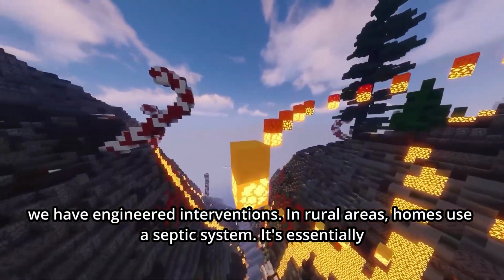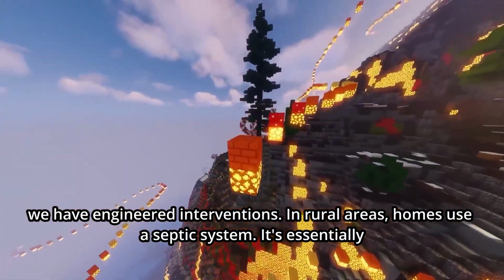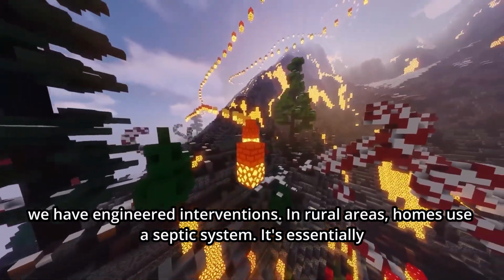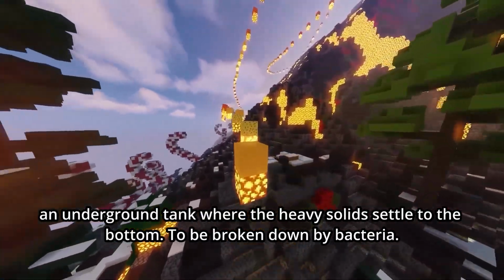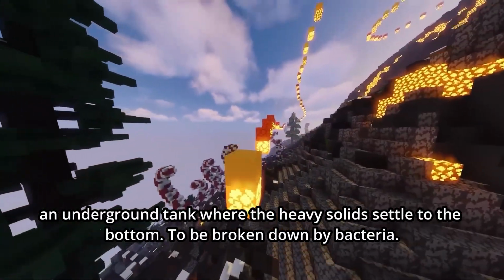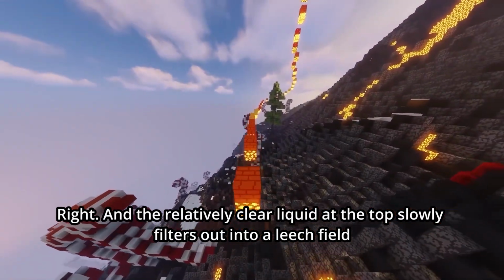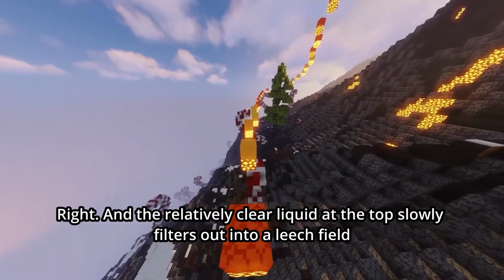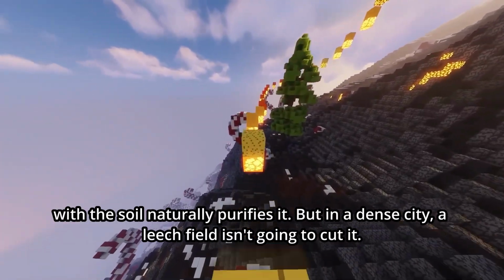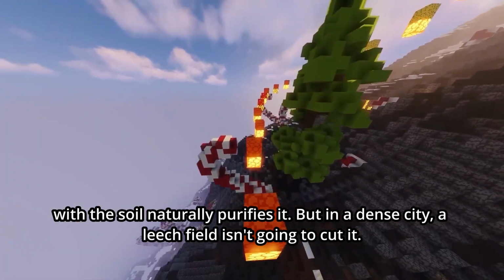And to prevent this, we have engineered interventions. In rural areas, homes use a septic system. It's essentially an underground tank where the heavy solids settle to the bottom, to be broken down by bacteria. Right. And the relatively clear liquid at the top slowly filters out into a leach field where the soil naturally purifies it. But in a dense city, a leach field isn't going to cut it.